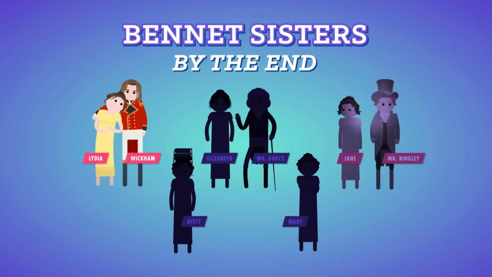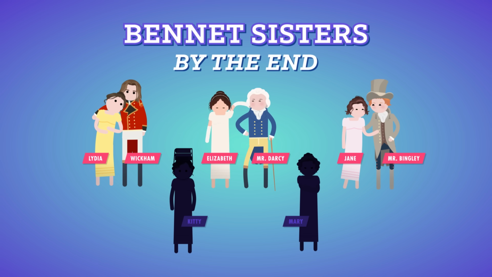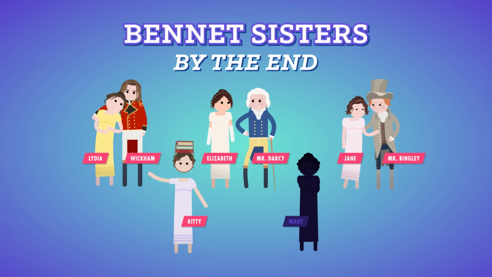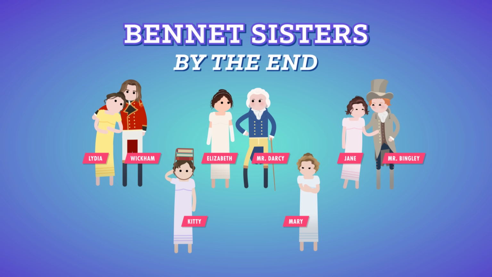Lydia gets married, Jane and Mr. Bingley get married, Elizabeth and Mr. Darcy get married, Kitty learns to be a little bit less of an airhead, and Mary is presumably still horrible.